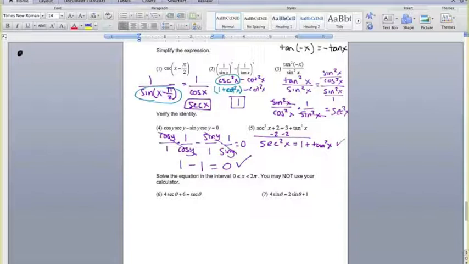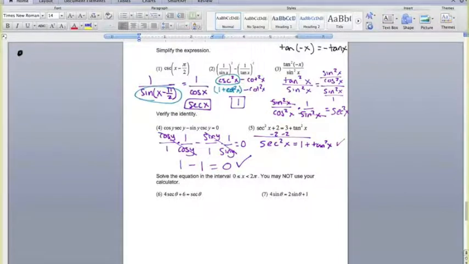Okay, so you can either get it down to something where the two sides are exactly the same or abundantly obvious that it's true. 1 minus 1 is 0 is definitely true. Or you can get it to match an identity because our identities are known to be true. And that one exactly matches an identity.